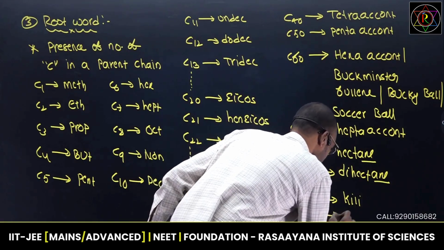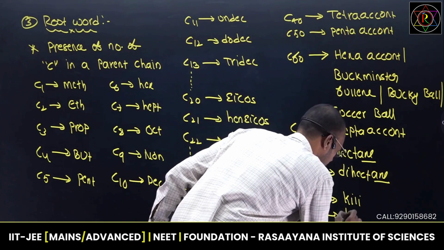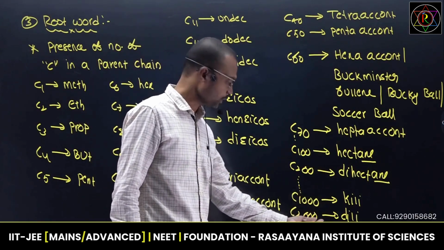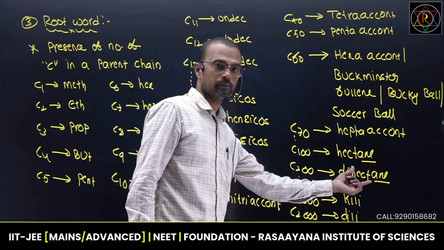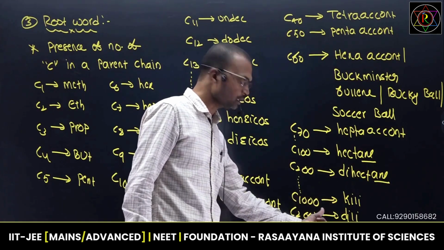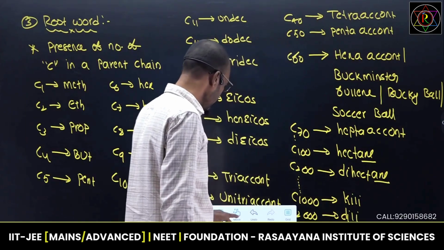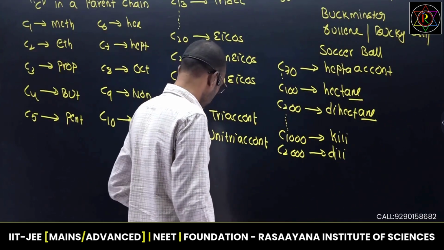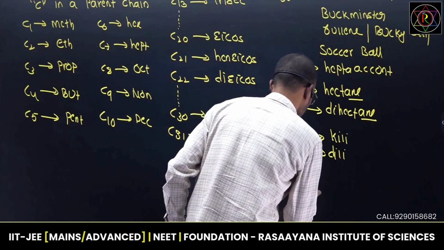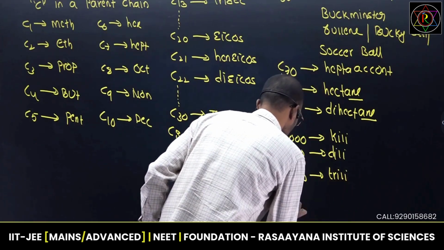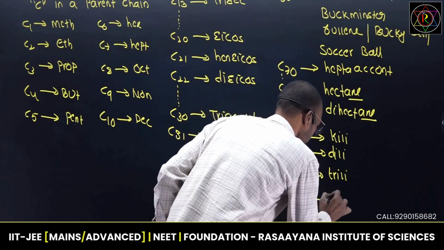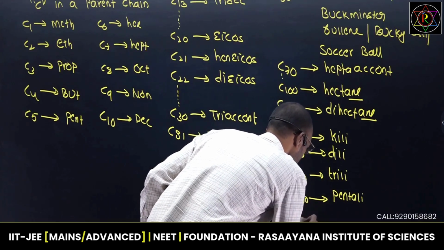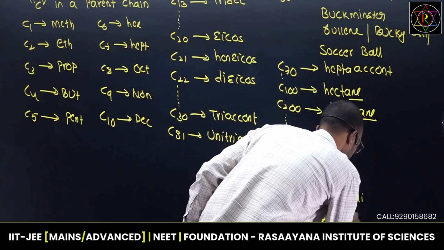2000. From here onwards it changes: 2000 is dili. What will come for 3000? Trili. 4000, tetrali. 5000, pentali. 500 is pentahect, 1000 is kili, 2000 is dili. If I take 3000, this is trili. 5000 is pentali. And if I take 9000 carbons, or 9000 atoms are present, this is called nonali, like that.